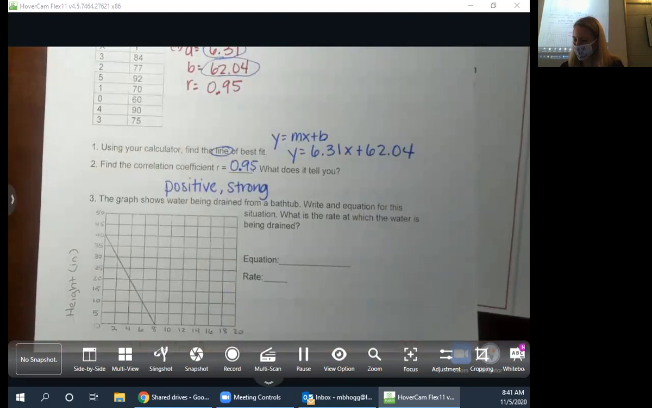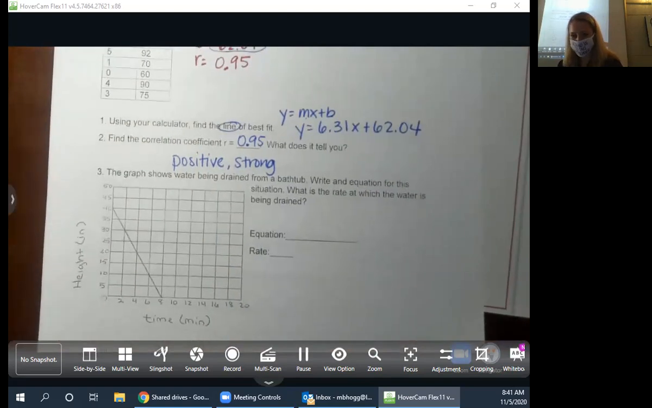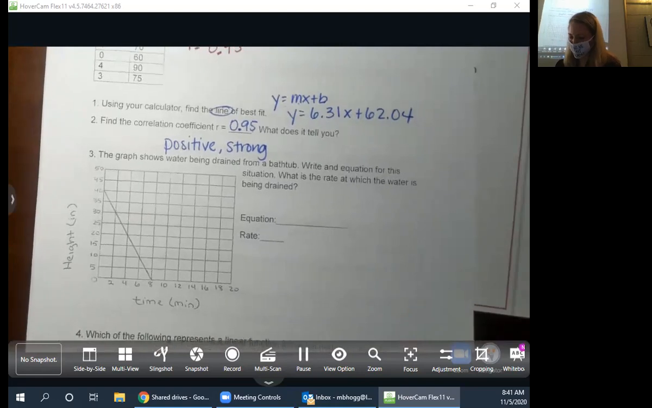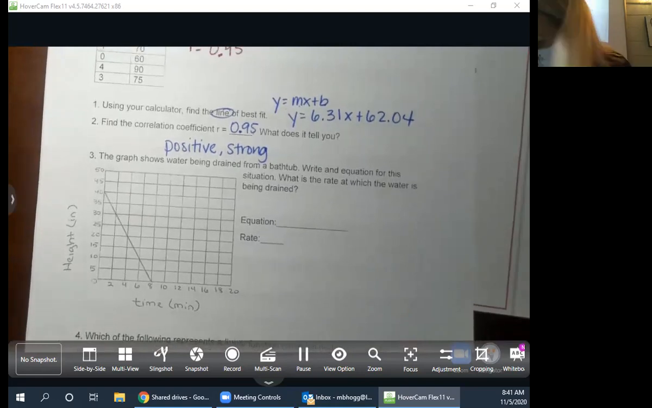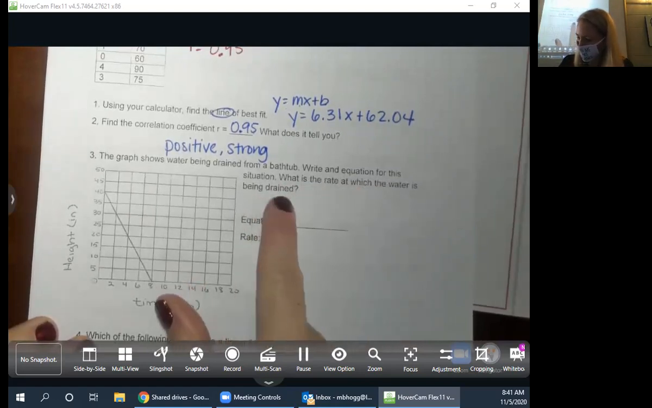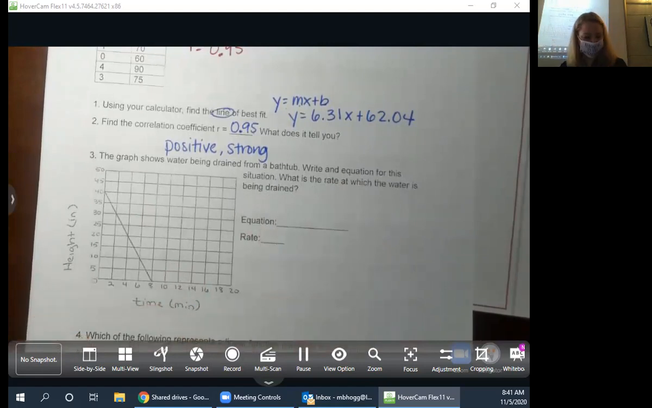All right, so look, now we're already on number 3. The graph shows water being drained from a bathtub. I remember this from last year. Good times. Write an equation for this situation. What is the rate at which the water is being drained? So this is an equation from a graph.